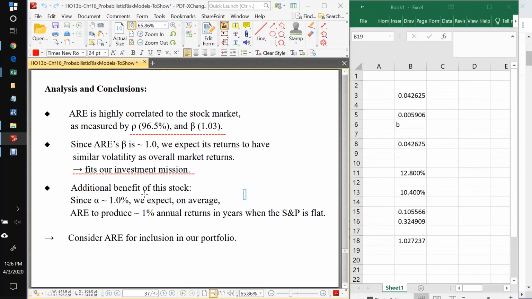An additional benefit of this for a portfolio manager, even though we are beta-focused managers, since we have that alpha of 1%, is that on average over the long haul, we expect ARE to produce about a 1% annual return in years where the S&P 500 is flat. That's good for you as a portfolio manager because that helps you not only be very correlated nicely directionally to the S&P 500, but to do better than the S&P 500 on average when the S&P 500 is just flat. So for all these reasons, we would definitely want to consider ARE for inclusion in our portfolio.